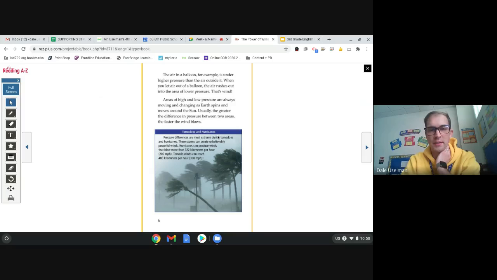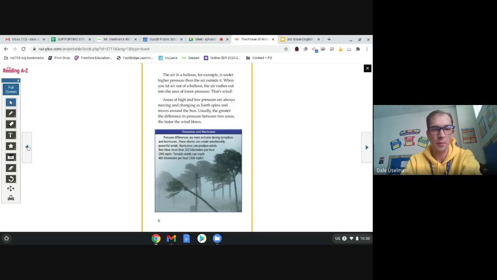Tornadoes and hurricanes. Pressure differences are most extreme during tornadoes and hurricanes. These storms can create unbelievably powerful winds. Hurricanes can produce winds that blow more than 322 kilometers per hour, or 200 miles per hour. Tornado winds can reach 483 kilometers per hour, which is the same as 300 miles per hour.